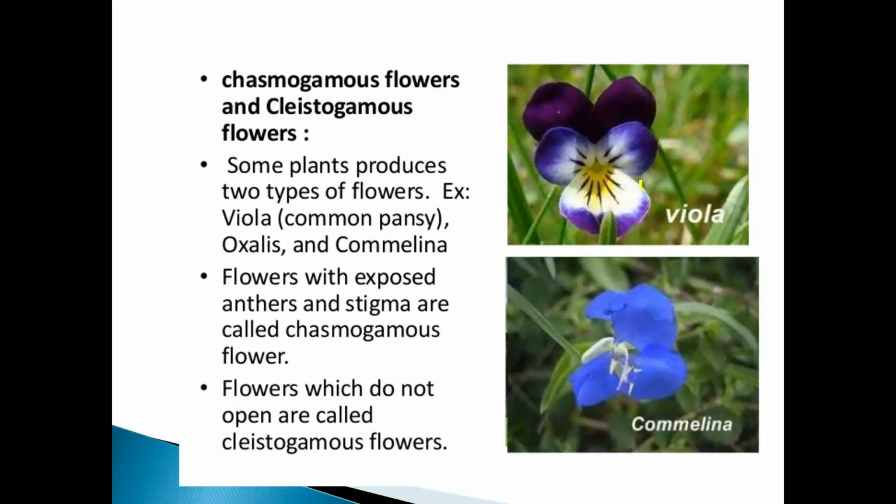Now, you must have seen these flowers in the weeds, among the grasses, in fields, or anywhere where weeds are growing. You must have seen these purple color flowers. These are known as viola and commelina flowers, which are cleistogamous, which do not open at all, and they do pollination by the self pollination process. That is strictly autogamy. There is no chance of cross pollination in these cleistogamous flowers.